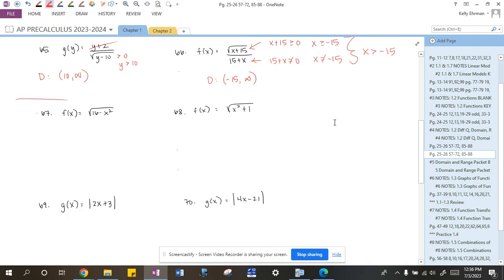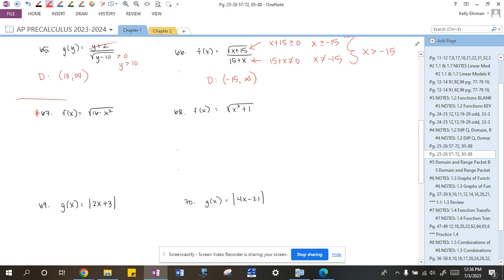This is a graph that we will see a lot. I want to make sure you know it. You'll see it in calculus next year too. The square root of a difference of squares, where it's a perfect square, where it's a number minus x squared, is a half circle. So it's the top half of a circle.